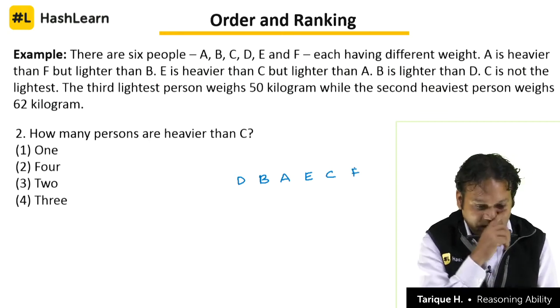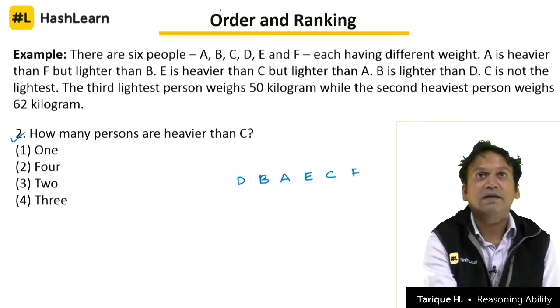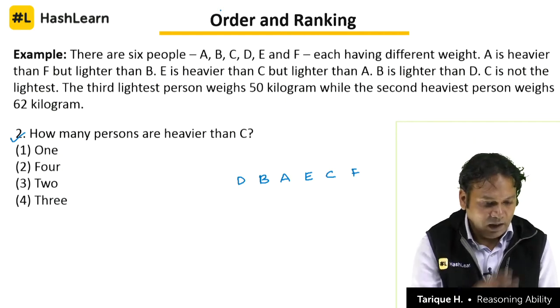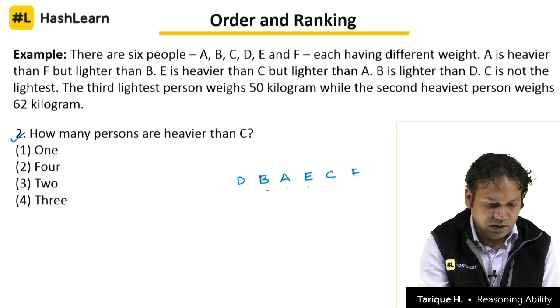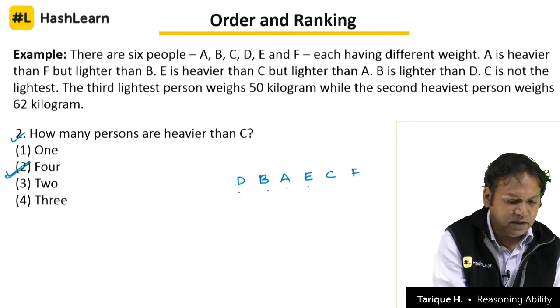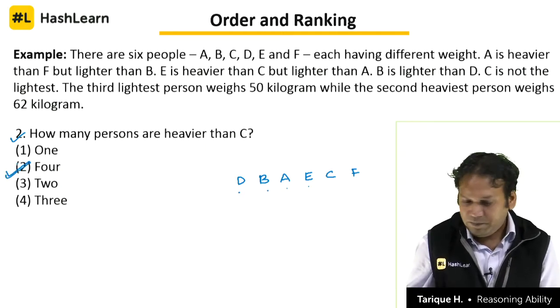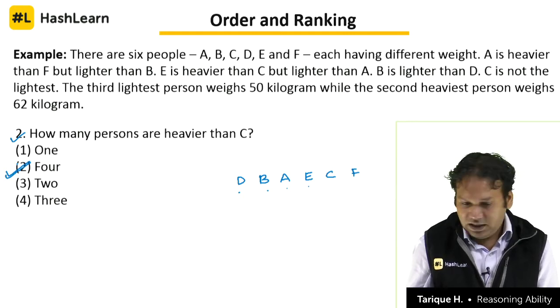Okay. Same question, this is a subset of the same question. How many persons are heavier than C? The answer is 1, 2, 3, 4. There are 4 persons heavier than C. So, the order is D, B, A, E, C, F.